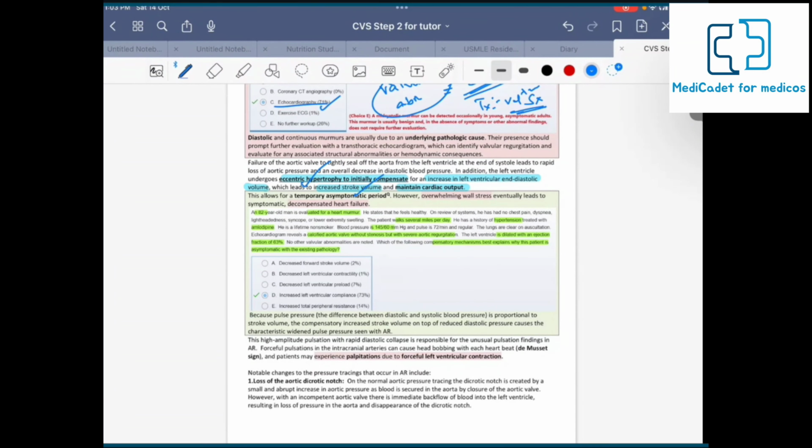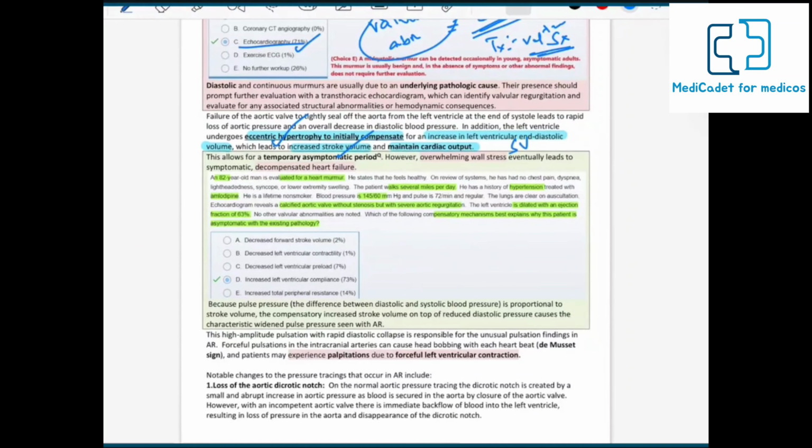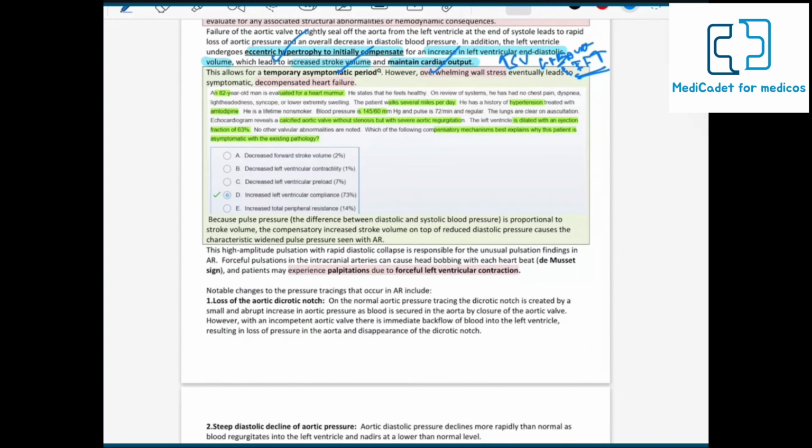So what are the volumes that increase in aortic regurgitation? Stroke volume increases, left ventricle end diastolic volume increases, ejection fraction also increases. Everything increases. The problem is they don't retain it. It comes back immediately as a regurgitant. So all of these things will increase. Let's see what happens in the next question.